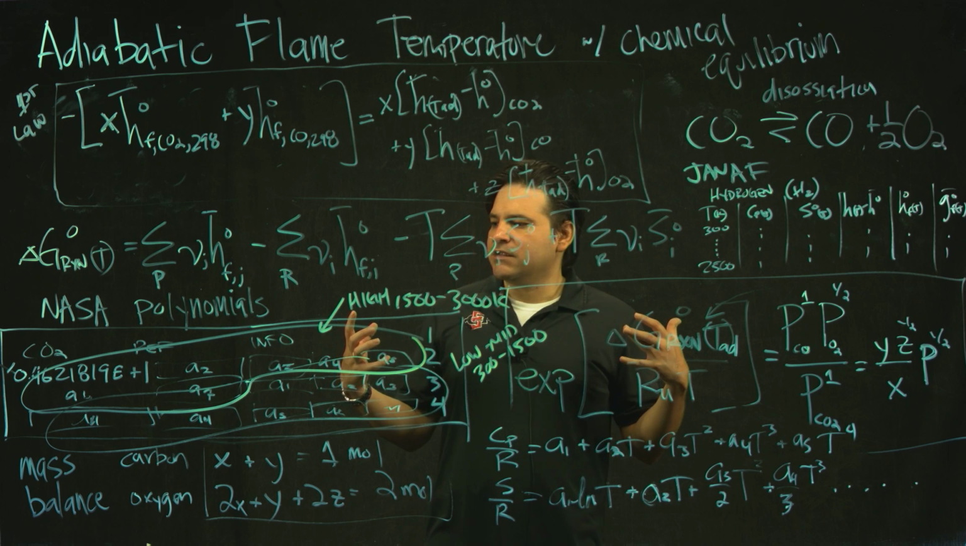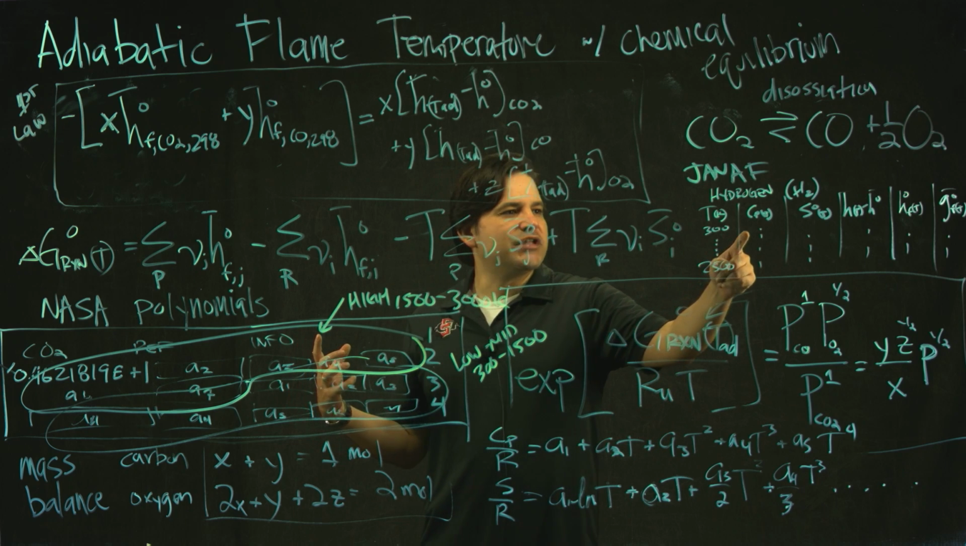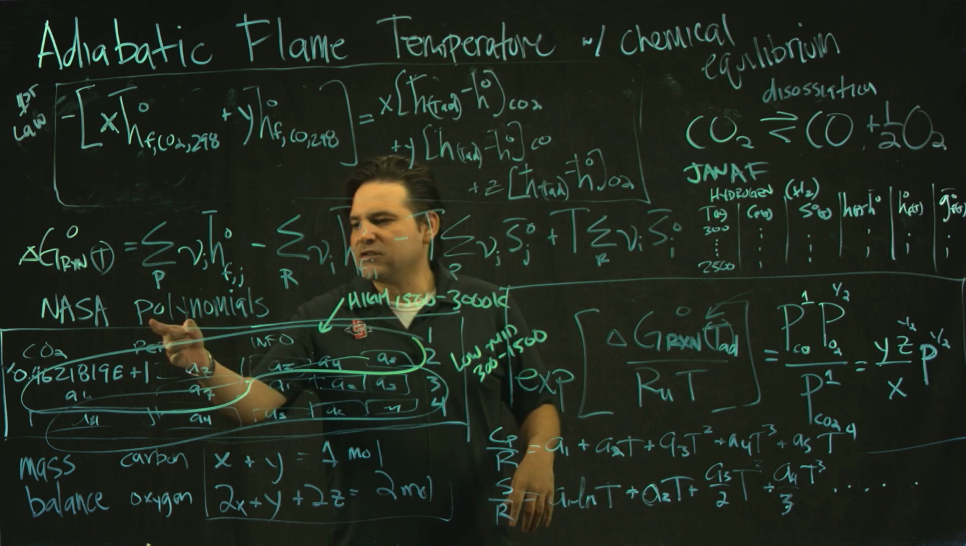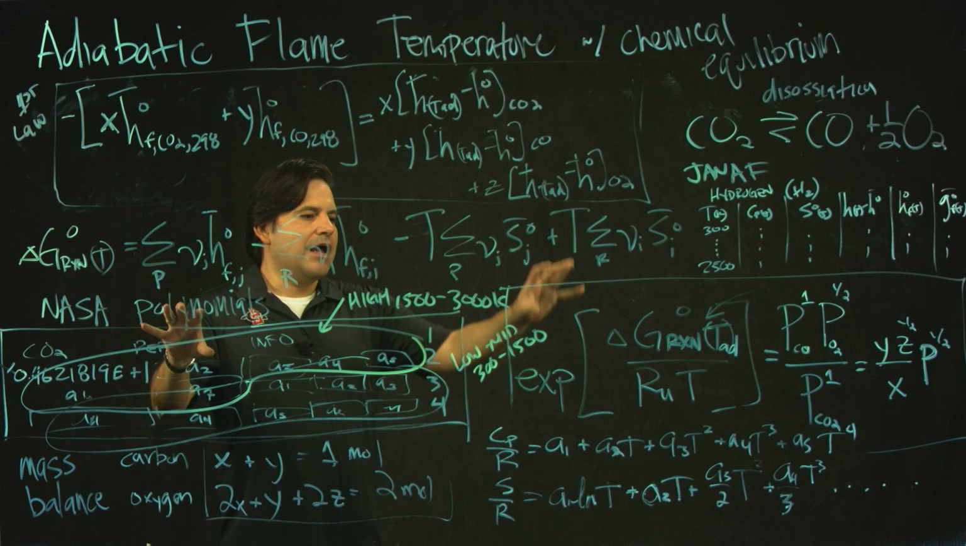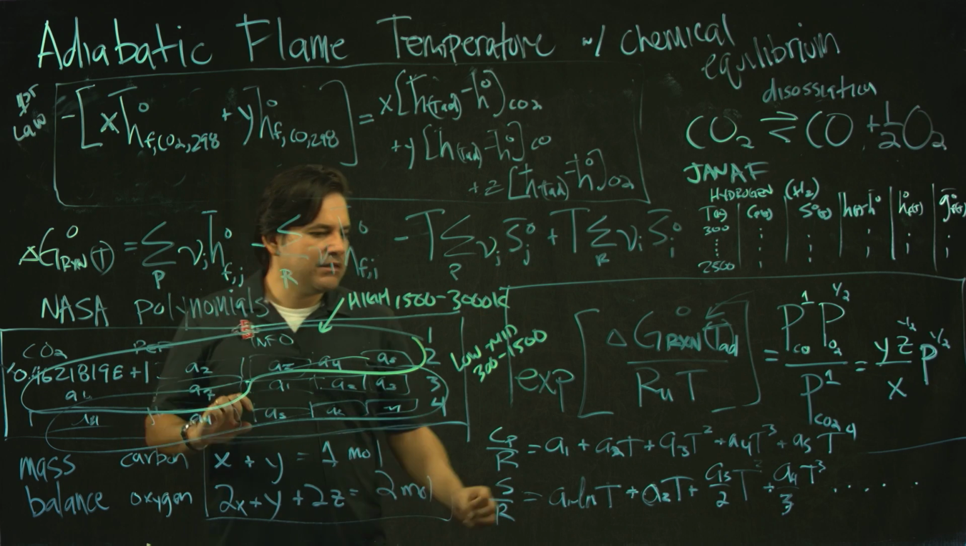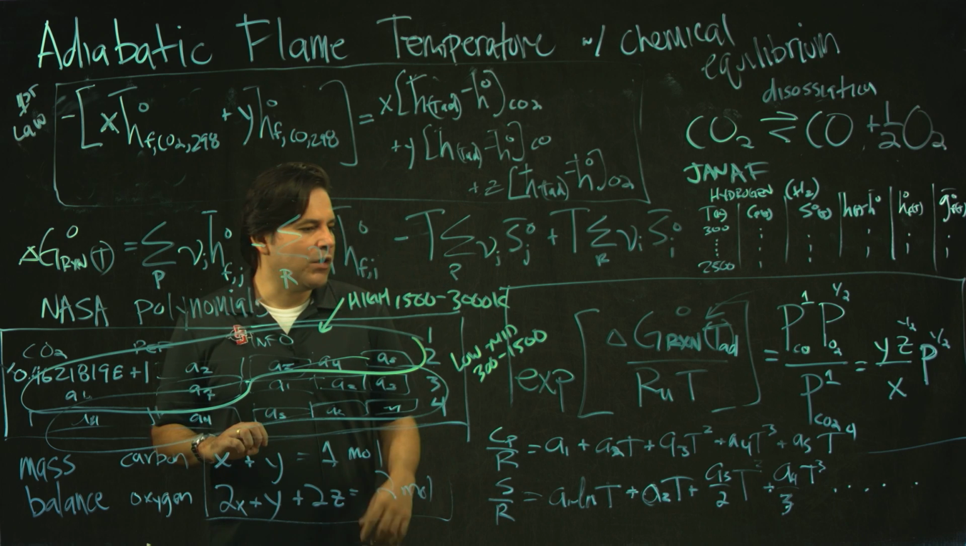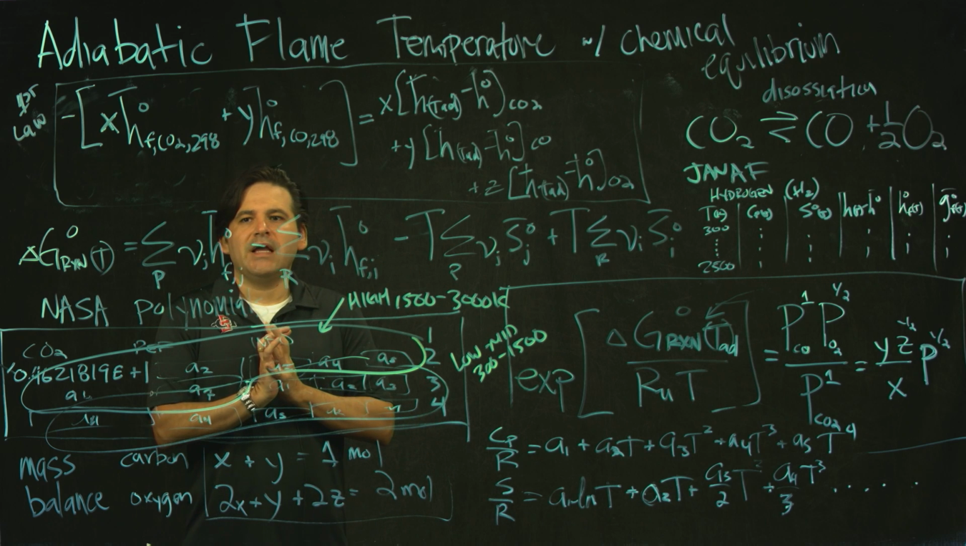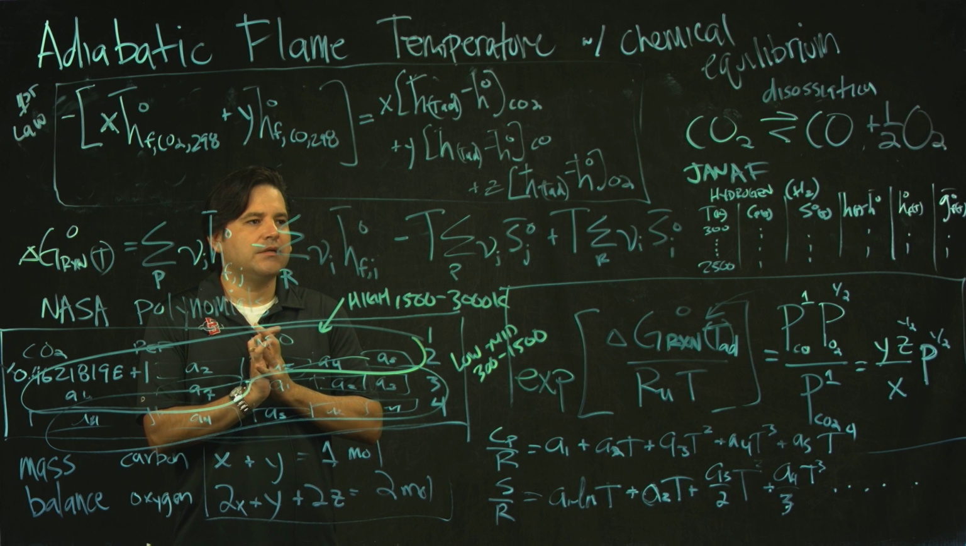So rocket scientists needed those, and what they did was they built JANAF tables and NASA polynomials, and those are 2 ways of doing it. NASA polynomials is more compact. It uses these coefficients here for the polynomial and so forth. So that's how you would go about solving these problems.